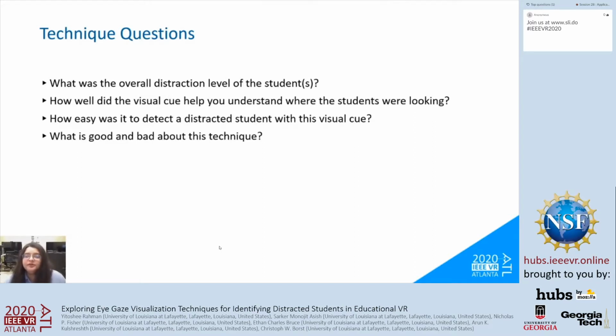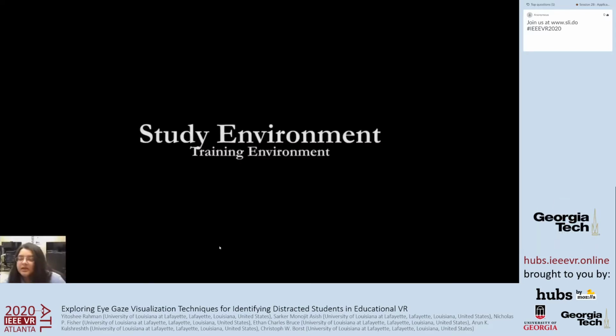These are our technique questions. What was the overall distraction level of the students? How well did the cue help them understand where the students were looking? How easy was it to detect the distracted students with this visual cue? And the last one was, what is good or bad about this technique? This question was an open-ended question. Next is a video of the study environment.